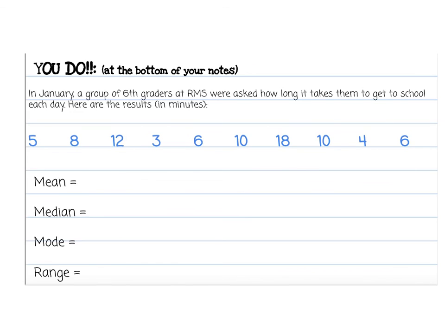Okay, this part I want you to do. I am going to be looking at the bottom of your notes to see if you have this done in order to give you points. So in January, a group of 6th graders at RMS were asked how long it takes them to get to school each day. Here are the results in minutes. And you have to then find the mean, median, mode, and range. So please make sure that you do this part and have it somewhere where I can see easily that it's the one you do and the example for all this. Have work shown for each part.